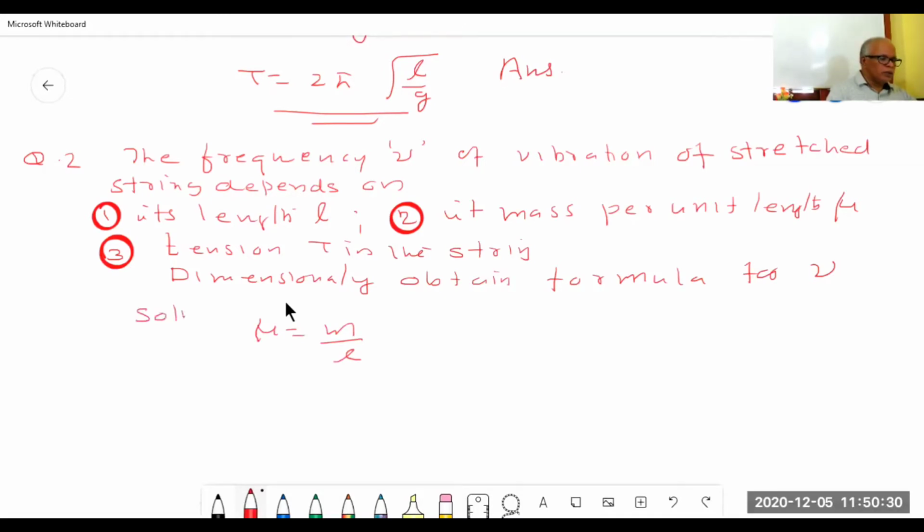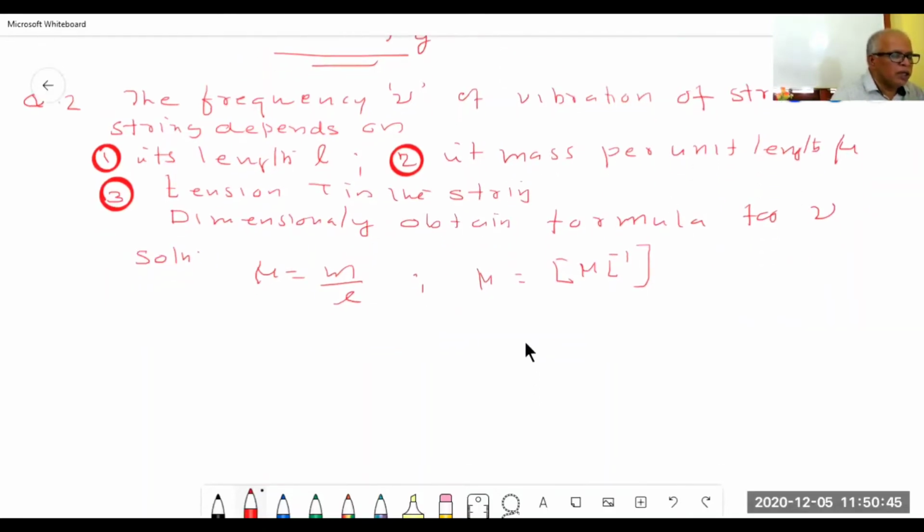Solution. Mu is equal to M L to the minus 1. There are many densities: mass density, volume density, length density, linear density, surface density. Here it is mass per unit length. So we will solve it.